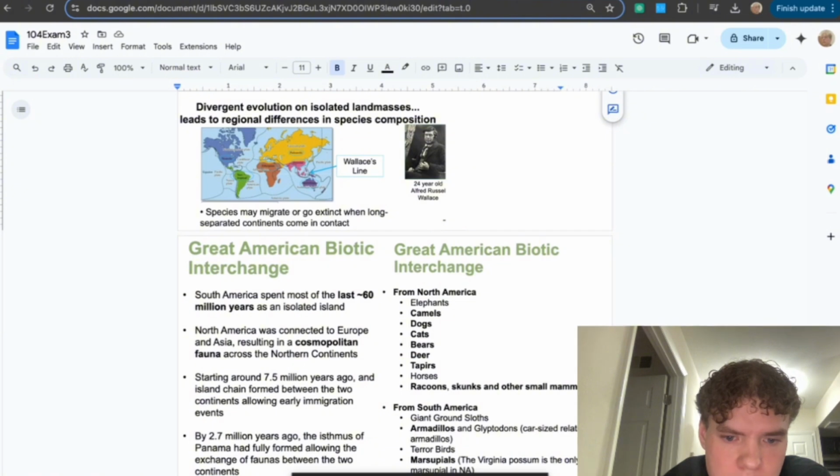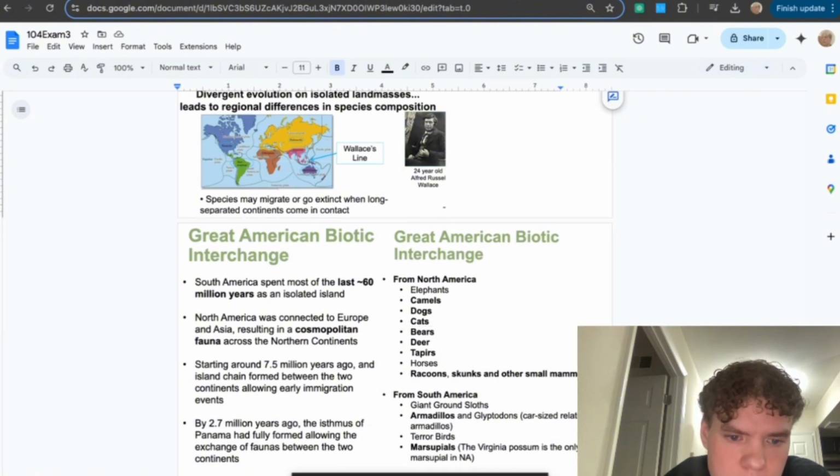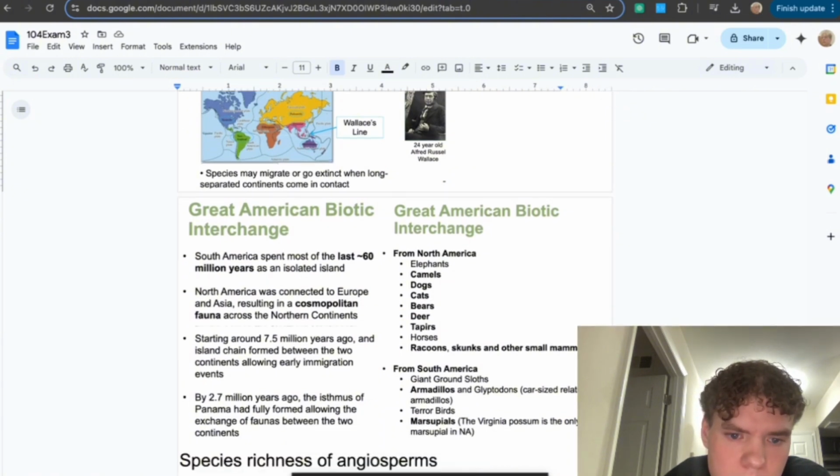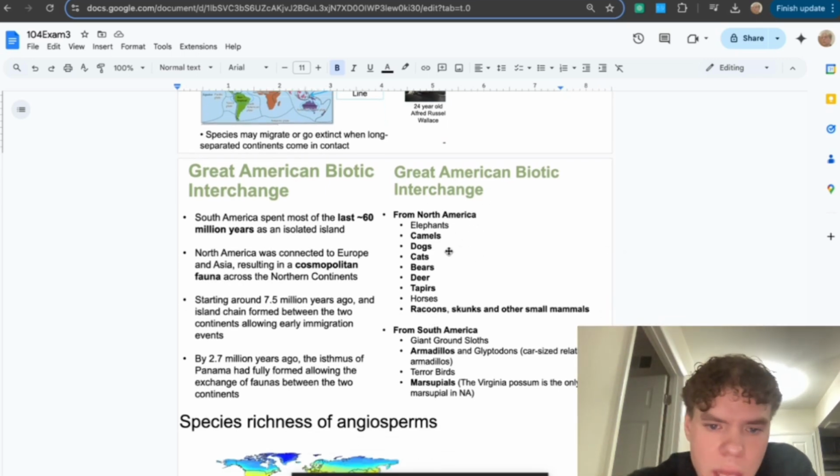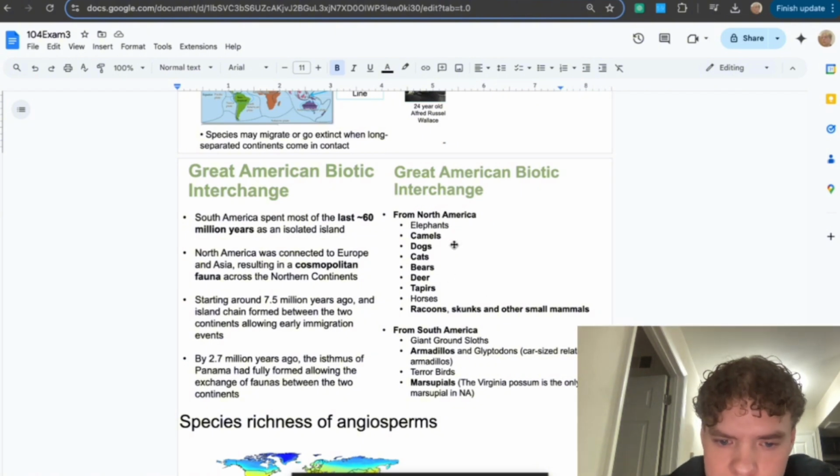Sixty million years ago, South America was an isolated island. The Great American Biotic Exchange: North America, elephants, camels, dogs, and cats. All of these animals came from North America. Then from South America, those came from South America.